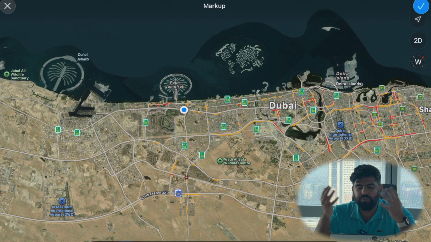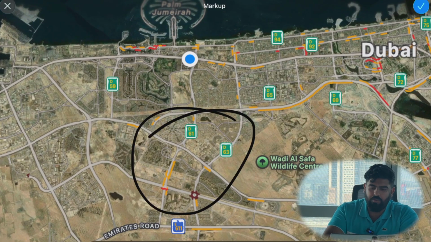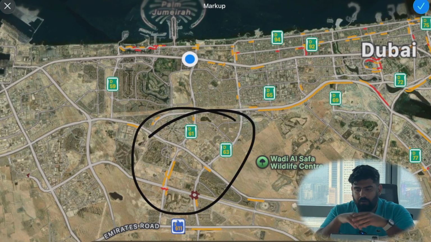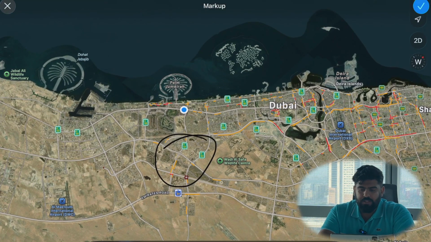So now for the average Joe who just wants to go to his office, sleep at night, and not pay crazy amounts of rent like in downtown and Marina, where do the average people go? They go here, which are suburban neighborhoods. So that's what you're looking at.